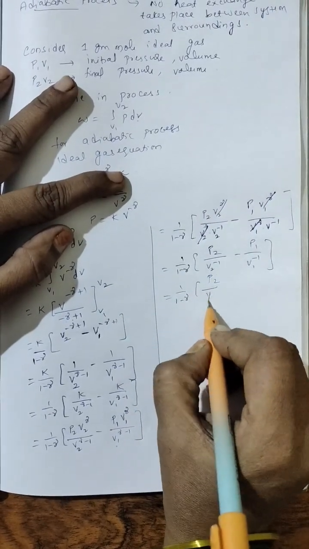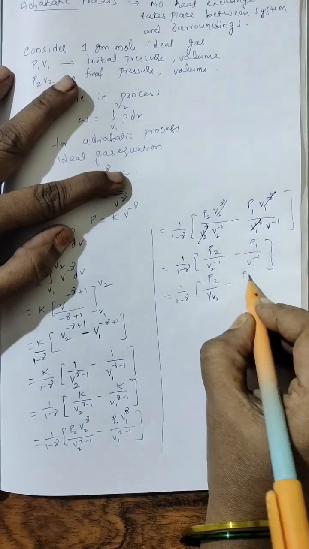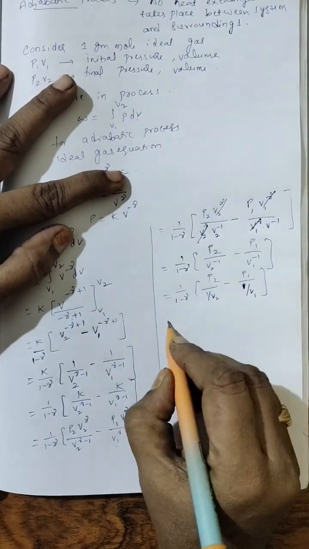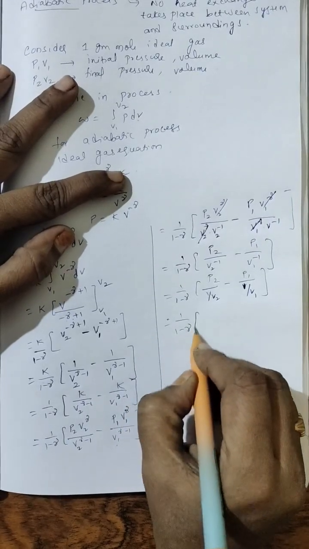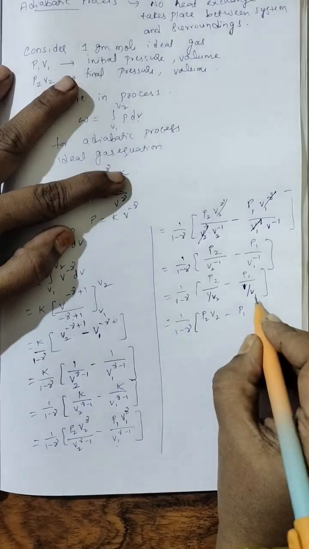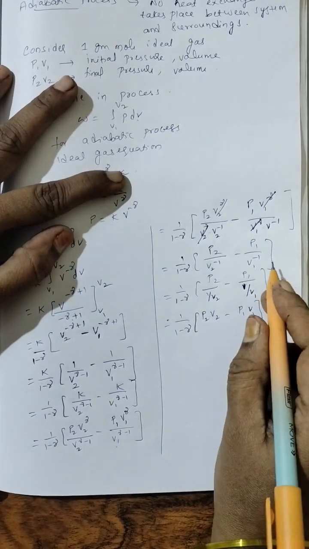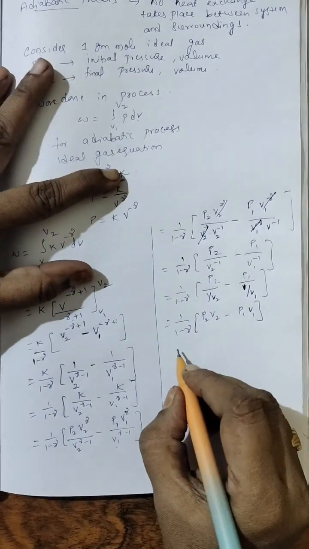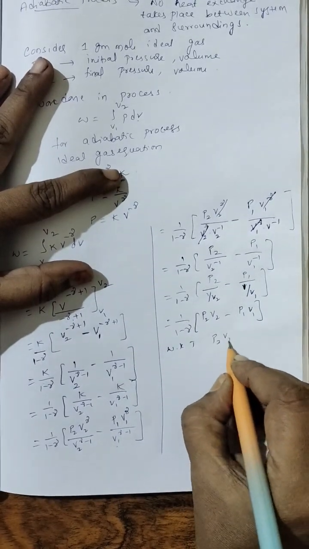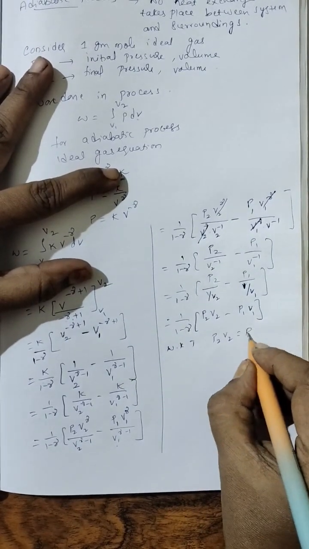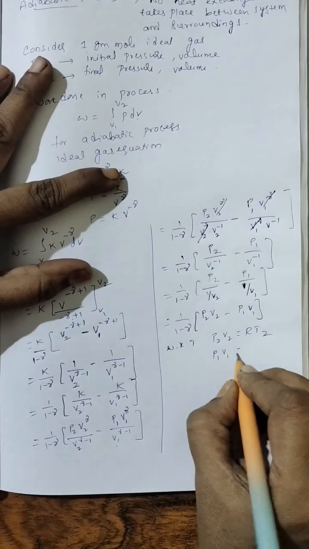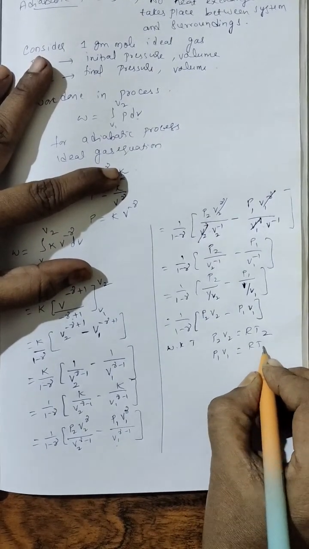How can I write this? P2 by V2 to the power of minus 1, I can write 1 by V2. P1, how can I write this? 1 by V1. Now what happens? V2 goes into the numerator, P2 V2 minus P1 V1. V1 also goes into the numerator. Now next, we know that P2 V2, PV equal to RT, no? RT2. Same, I am following that equation only. P1 V1 equal to RT1.